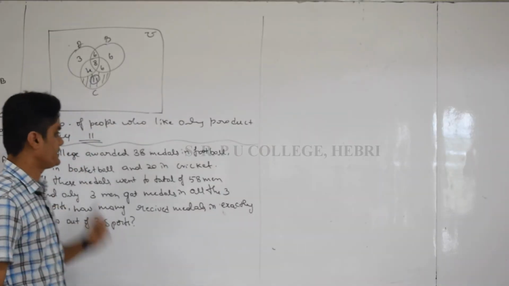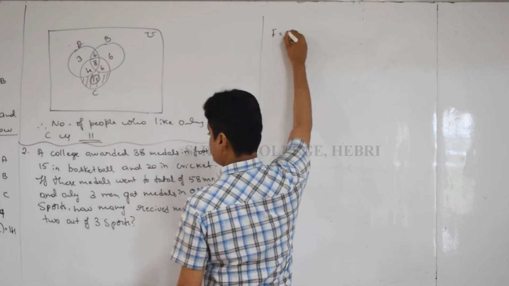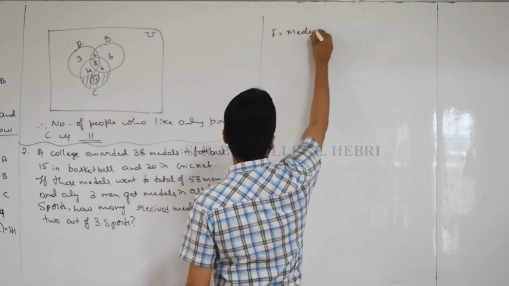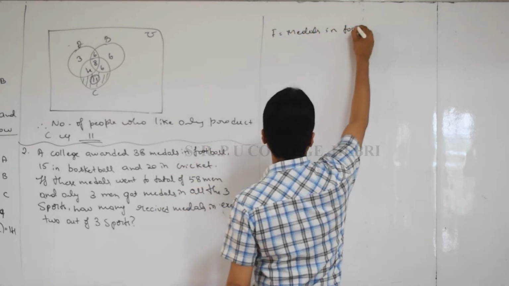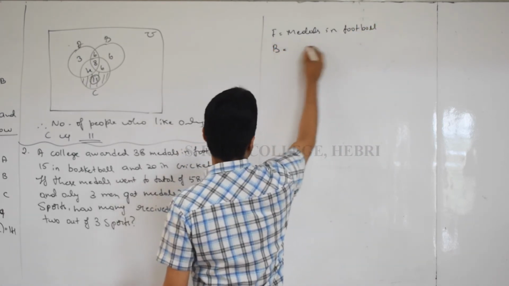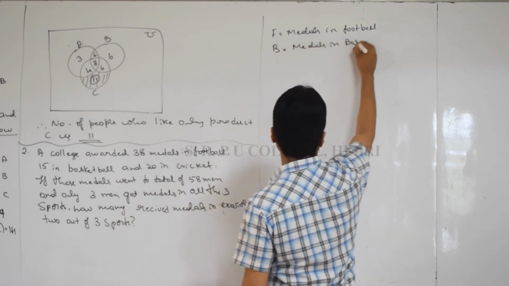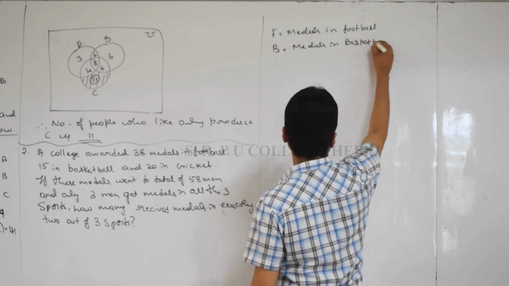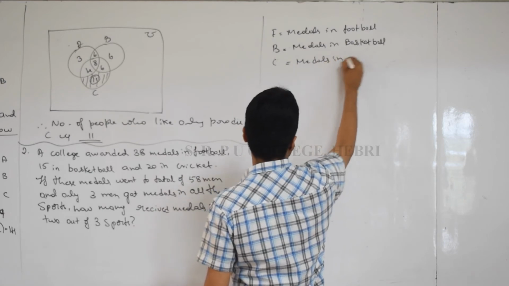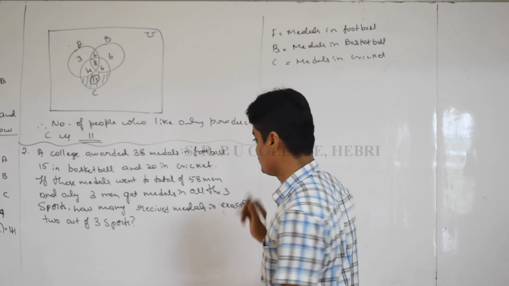Given data: a college awarded 38 medals in football. Let me consider F as the medals in football. Then basketball I take as B, medals in basketball. And the last one is cricket, medals the students got in cricket. Observe correctly, it is a 3 set problem.